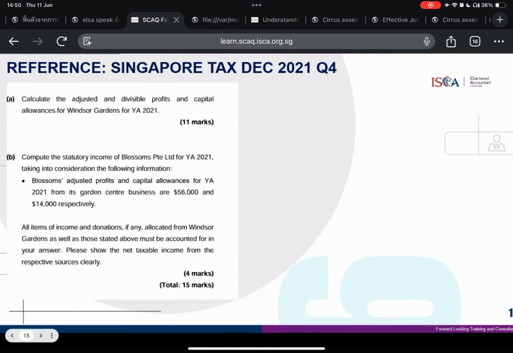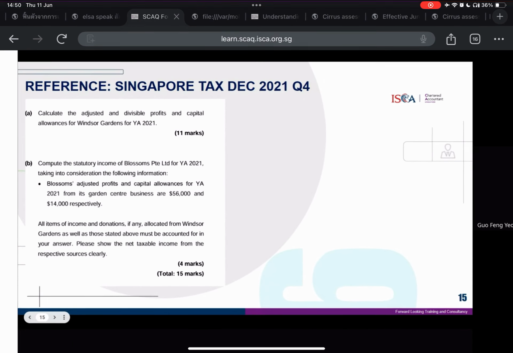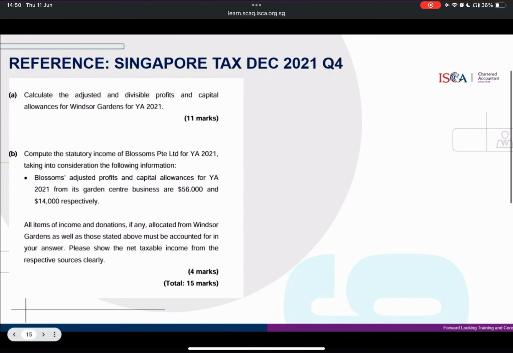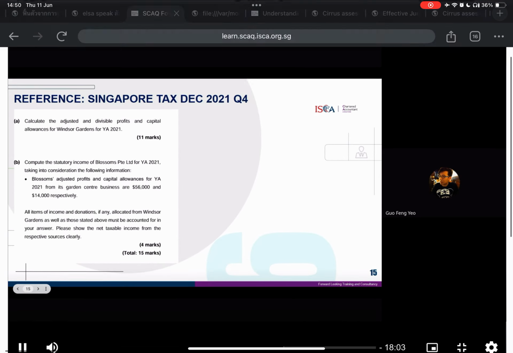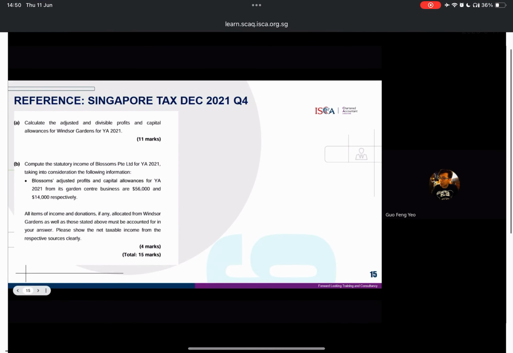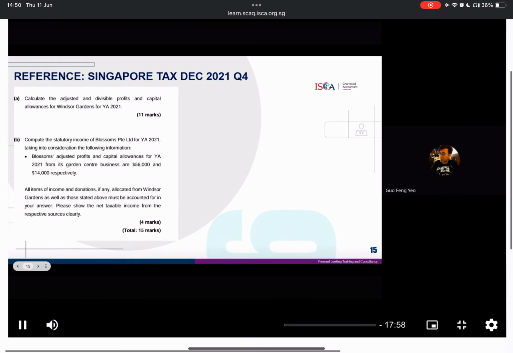For this question, they have a two-part sub-questions that require you to, one, calculate the adjusted and divisible profits and capital allowances for Windsor Garden for YA 2021. That is worth 11 marks. Two, compute the statutory income of Blossoms Private Limited for YA 2021, taking into consideration the following information.